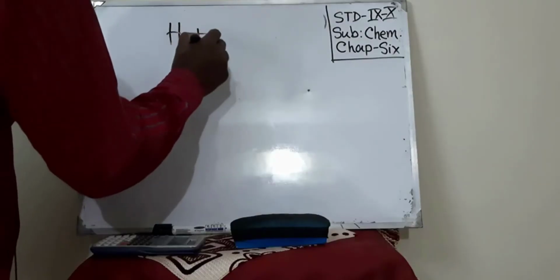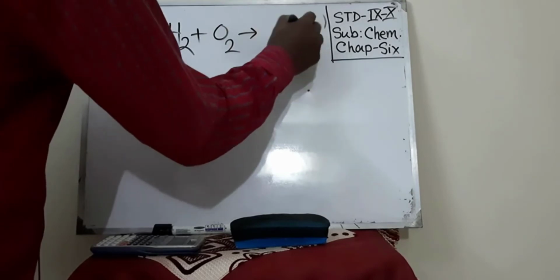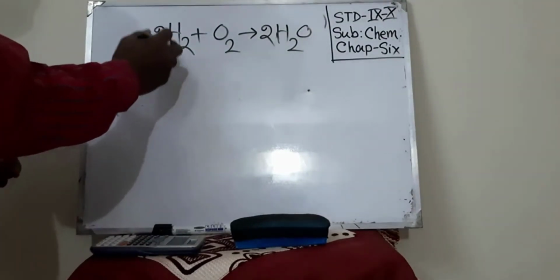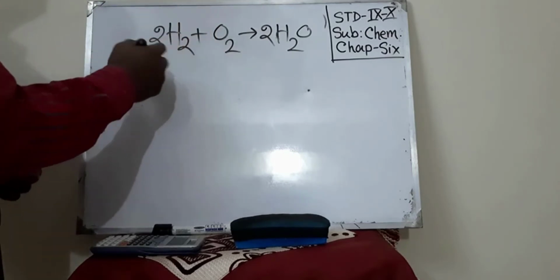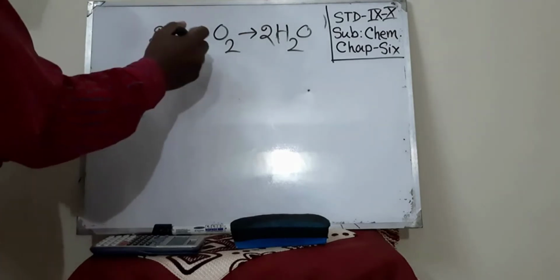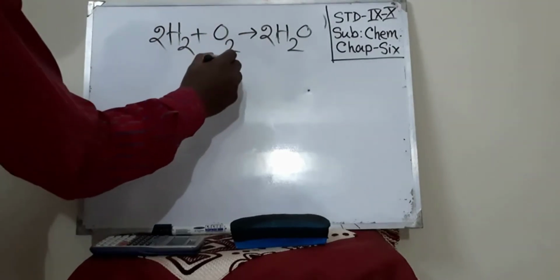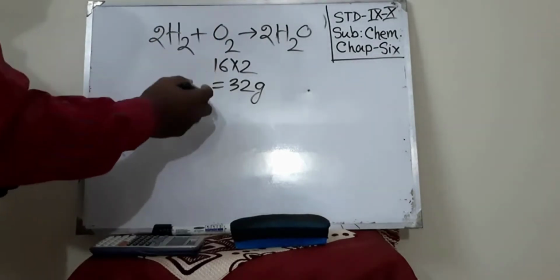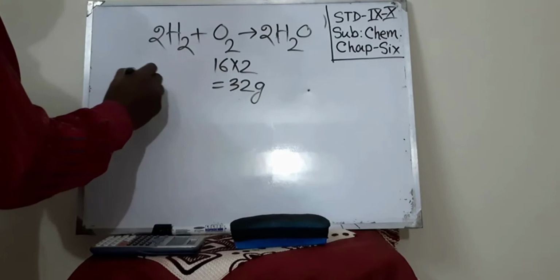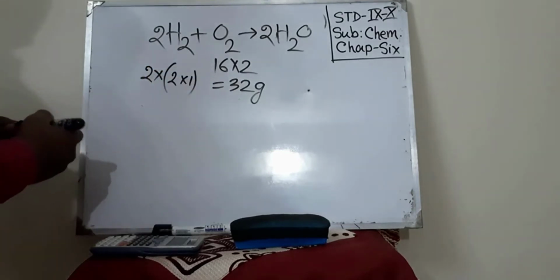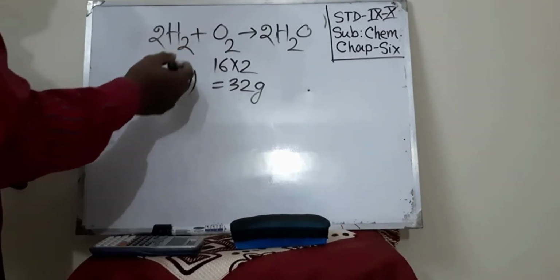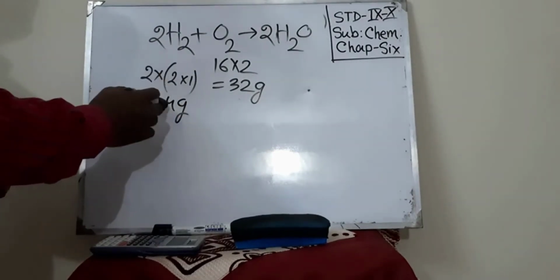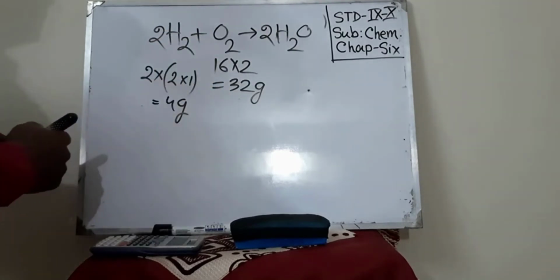If I take hydrogen and oxygen giving water, there are 2 atoms, so we write 2 here. Hydrogen and oxygen, these two are called reactants and this is the product. So here we know 16 into 2, that means 32 gram. The molecular mass of oxygen is 32, and here 2 into 1. The atomic mass of hydrogen is 1, and there are 2 atoms, so 2 ones are 2, and 2 into 2 equals 4 gram. So look, there are 4 grams and there are 32 grams.